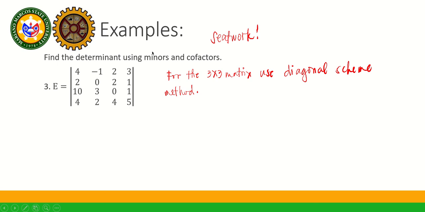So that ends my discussion in finding the determinants of a matrix using minors, cofactors, and the diagonal scheme method.